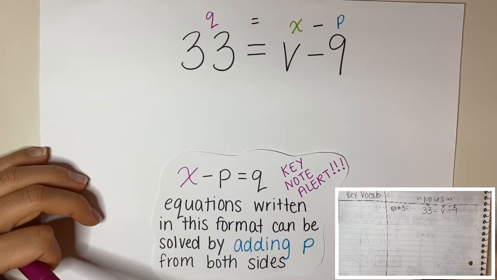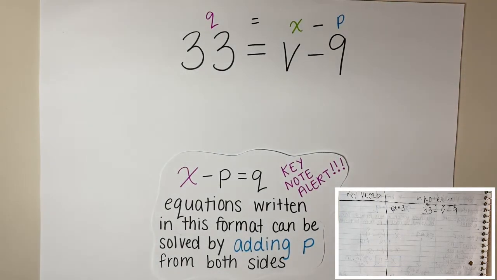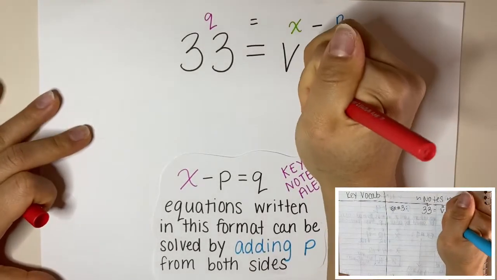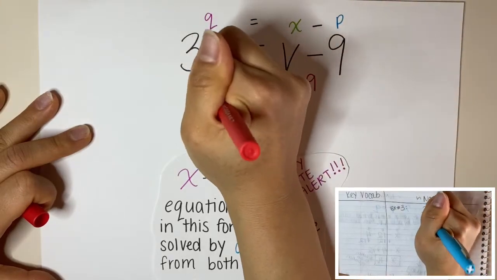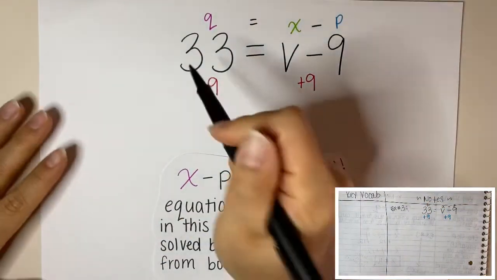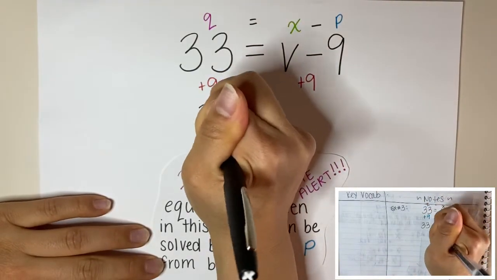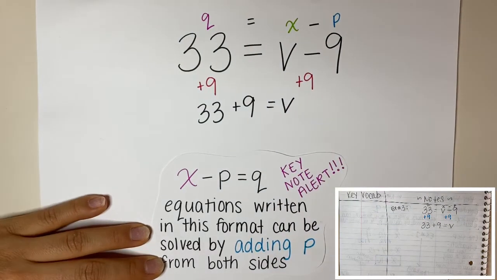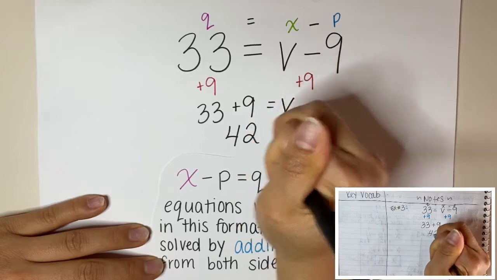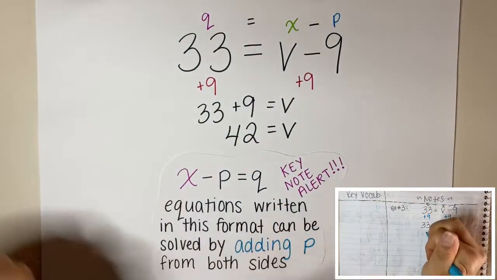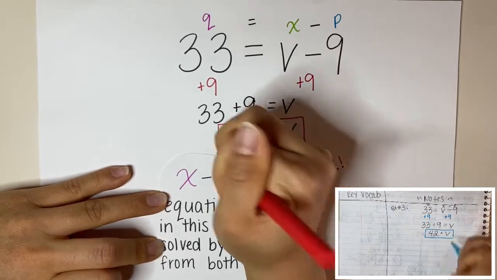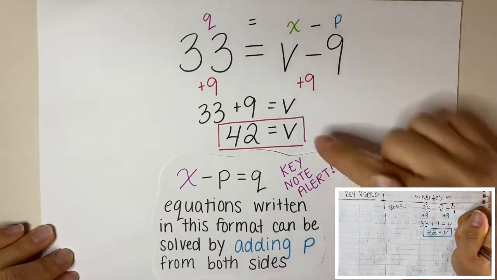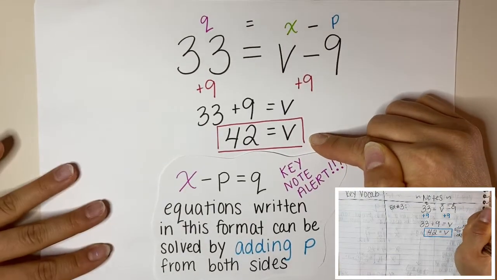So our keynote told us we can solve this equation by adding p on both sides. And our 9 is the p, so we're going to add 9 on both sides. So now we have 33 plus 9 equals v. And 33 plus 9 gets me 42 is equal to v. And this is a solution to our equation. But again, we're going to check our work. So let's check to see, is this indeed the solution to our equation?